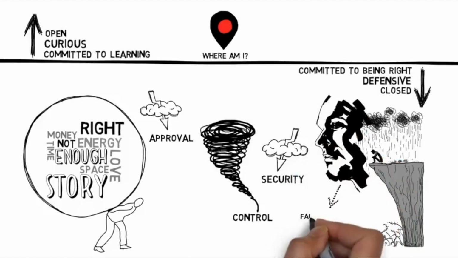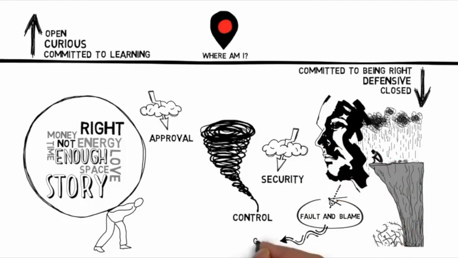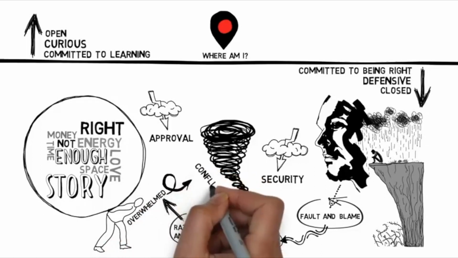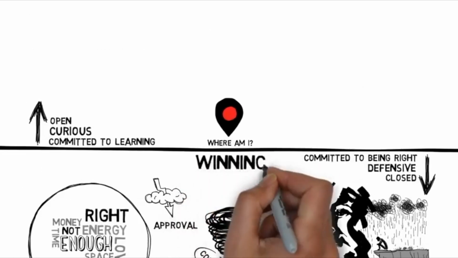People below the line tend to behave certain ways as well. They tend to cling to an opinion, find fault and blame, gossip, explain, rationalize and justify, get overwhelmed, and avoid conflict or pursue conflict for the sake of winning.